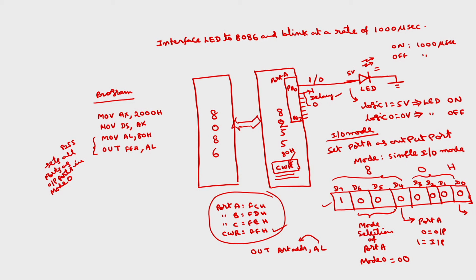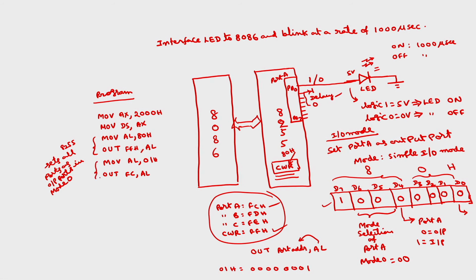First I want to set a logic 1 on PA0. So what you have to take? Move AL comma 01H. What will be the 8 bits of this 01H? 01H is nothing but 0000 0001. Okay. Then the OUT instruction: what is the address of port A? Port A address is FCH. I want to output this data onto FCH, port A.